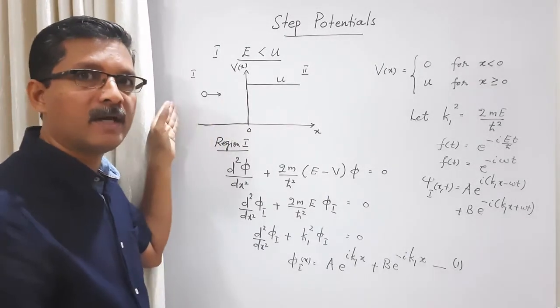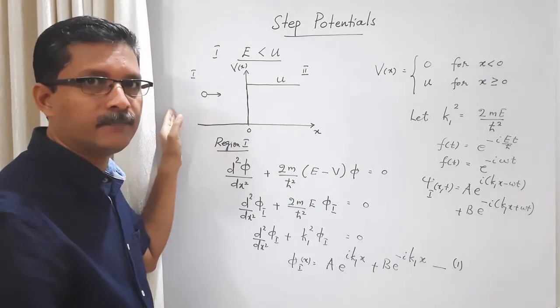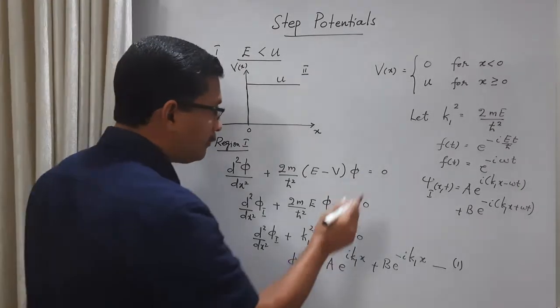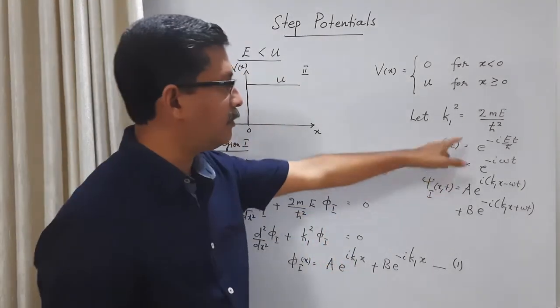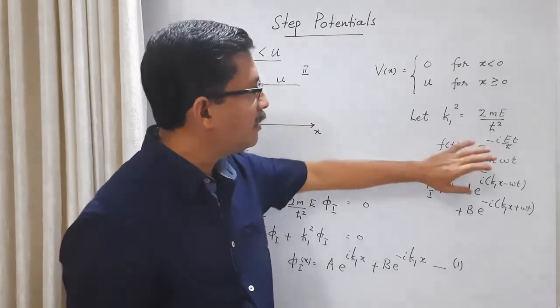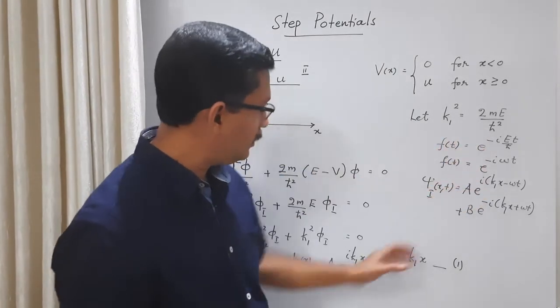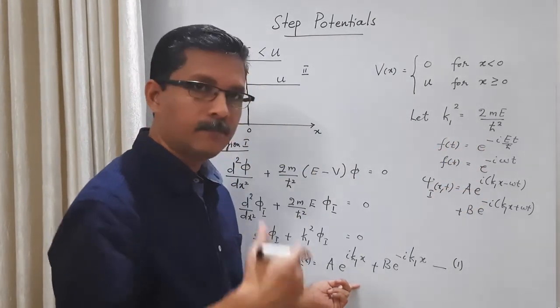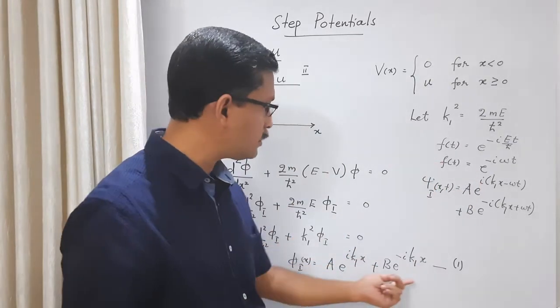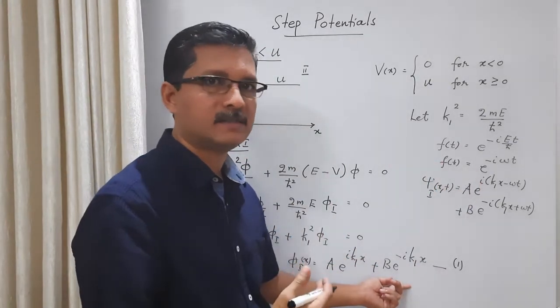What is the wave traveling in the minus x direction? That is the reflected wave. In anticipation of this result, when you multiply the time dependent part, this part gives the wave traveling in the plus x direction and this part gives the wave traveling in the minus x direction.